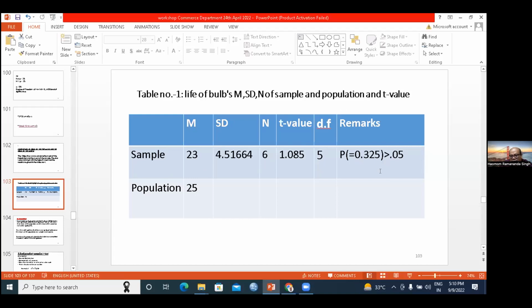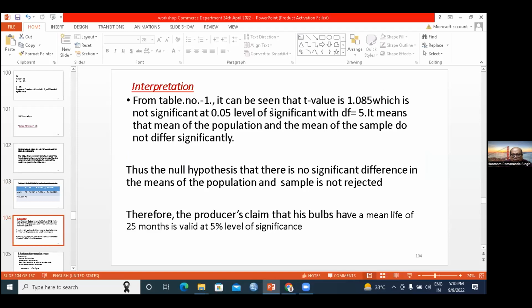So here p, from analysis, is greater than 0.05. So there is no significant difference. Interpretation: it can be seen that the p value is not significant at 0.05 level of significance with degree of freedom 5. It means that the mean of the population and the mean of the sample do not differ significantly. Thus, the null hypothesis that there is no significant difference between the mean of the population and the sample is not rejected. Therefore, the producer's claim that his bulb has a mean life of this is valid.